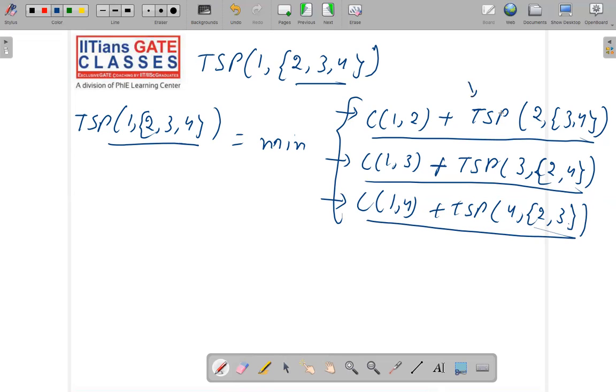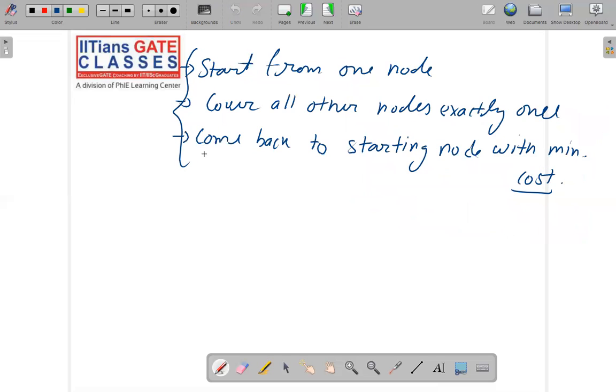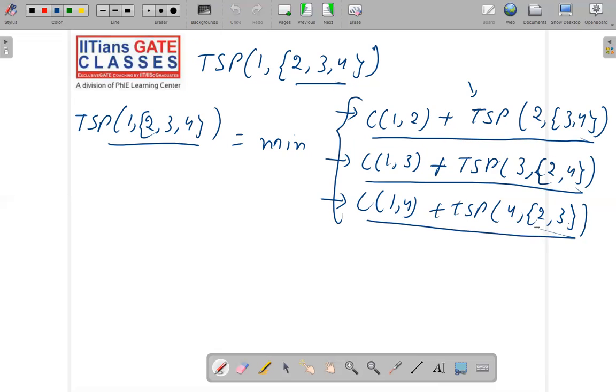So we are generating a kind of tree-like structure here, or it is a graph, because from the last node you have to come back to 1 also. Okay, if you remember these steps, come back to the starting node with minimum cost. So from the last node, whichever it is, here the last node may be 3 or 4, here it may be 2 or 4, here it may be 2 or 3, but you have to go back to 1. So let's consider this one.